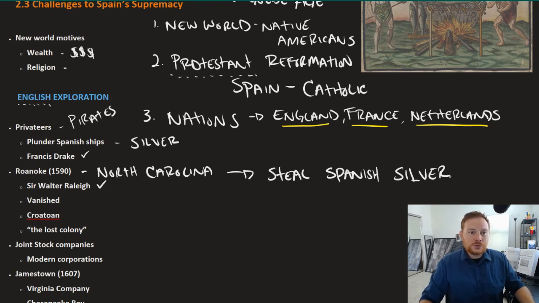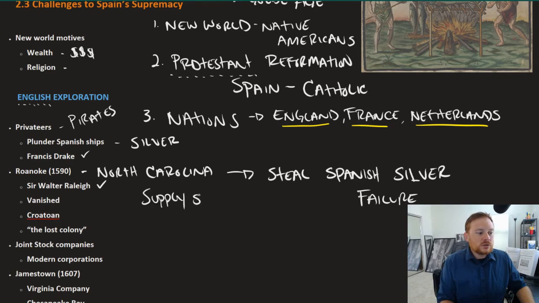Also, the colonists at Roanoke believed that they could exploit the native population in a similar way to which the Spanish had. However, Roanoke ultimately failed. It's a failure of the colony. And this is going to be true of a lot of the early English colonies, that England really struggles early on. Roanoke is perhaps the best evidence of this. The only way that Roanoke survived was via supply ships. In other words, it was not self-sufficient.